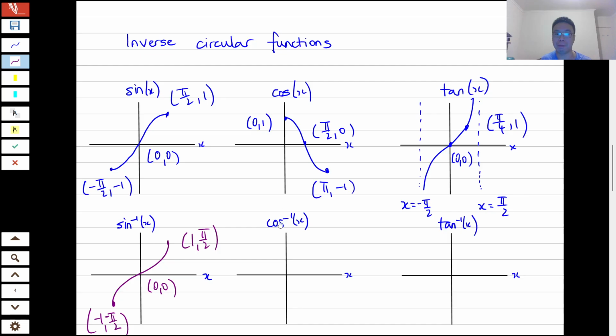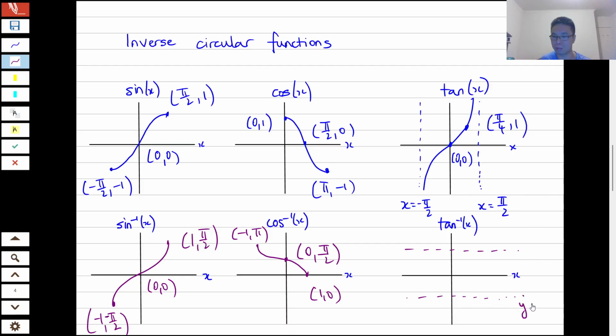Inverse cosine will pass through the points (1, 0), (-1, pi), and (0, pi on 2). And tan will look like this.